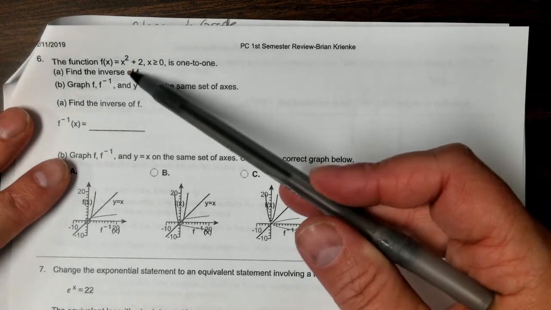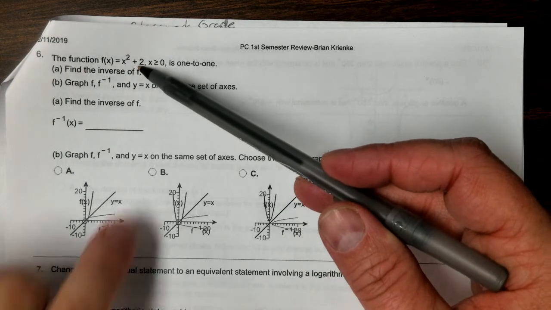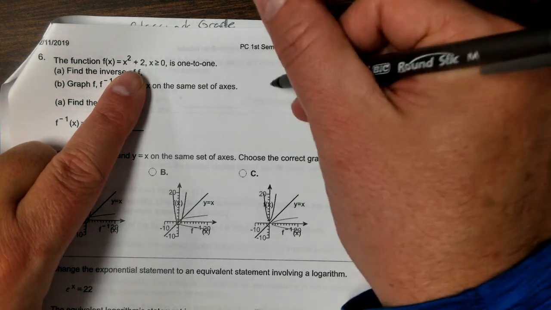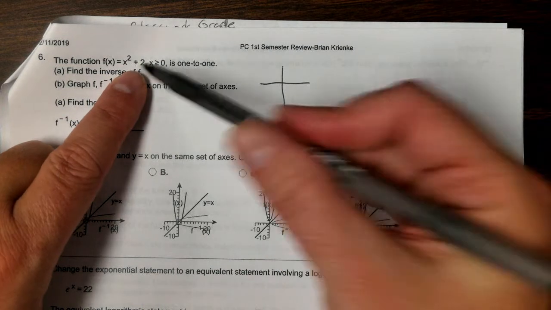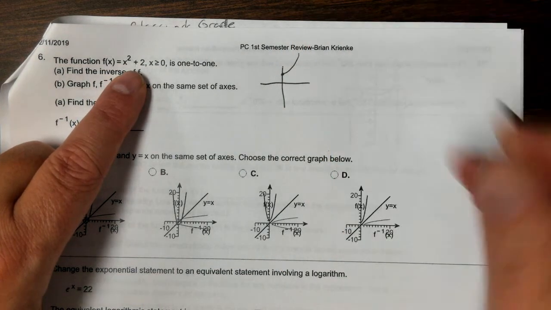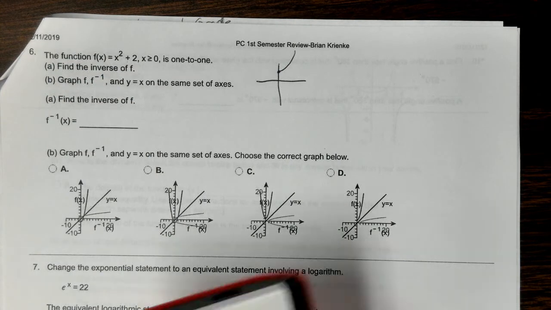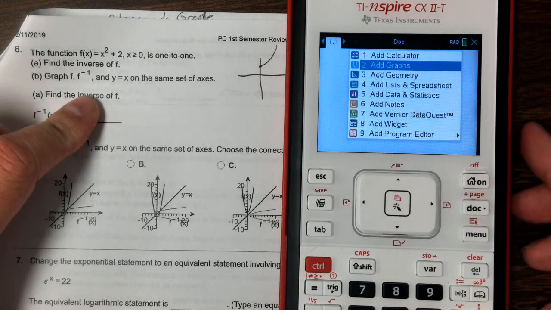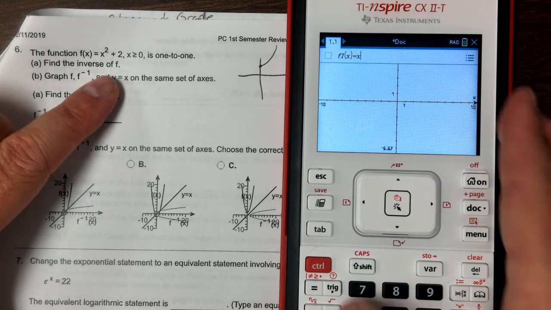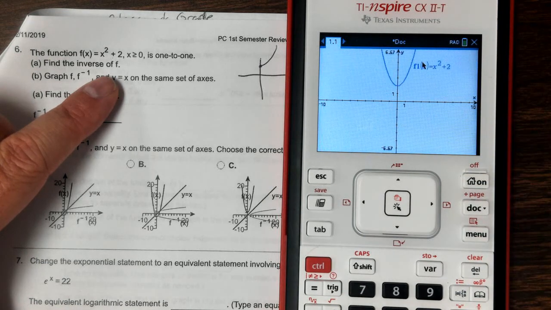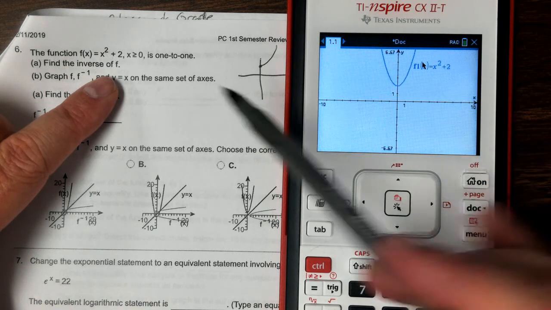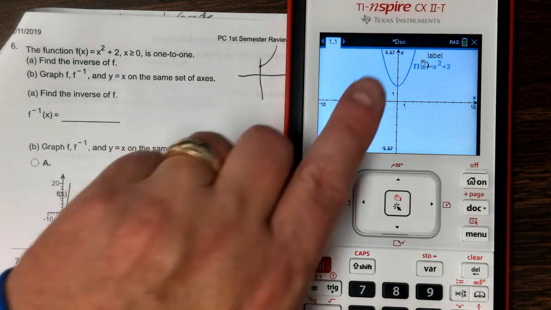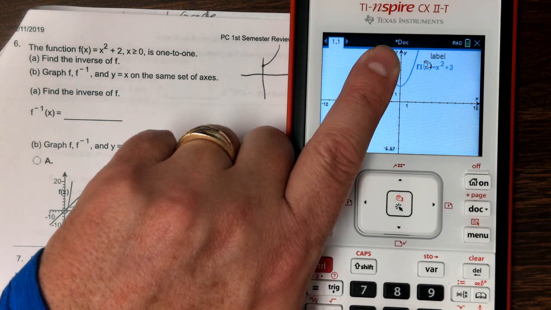Number 6. This tells you about x squared plus 2 with it just being to the right and including 0 in order to make it 1-to-1. So the graph of this looks like that. If you want to, you can graph that on the calculator. So you go graph, and then you put x squared plus 2, enter. Now when you graph it, you see both sides, but then you have to think, oh, it's x greater than or equal to 0. So then you just cover up that side. That's the easiest way.